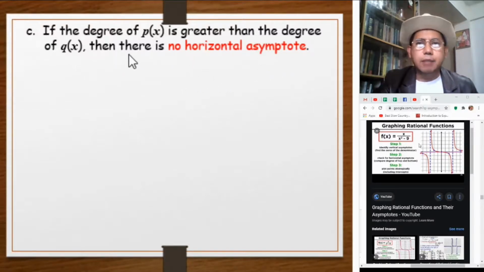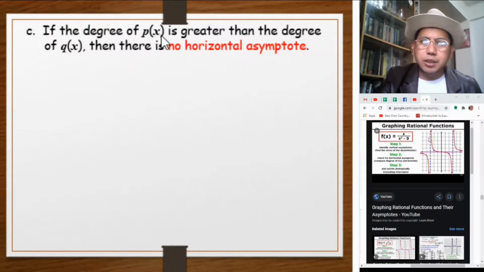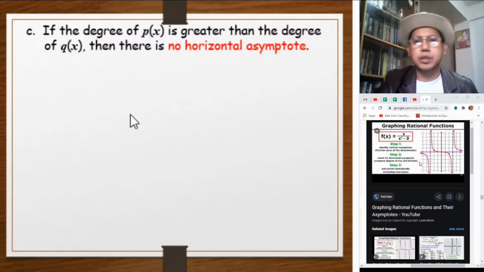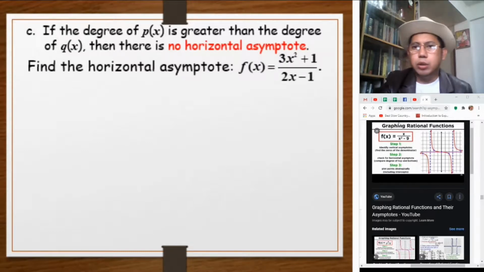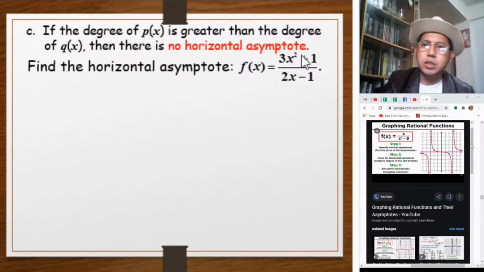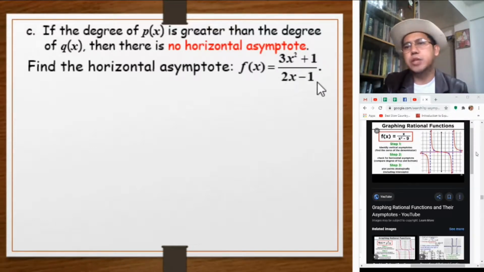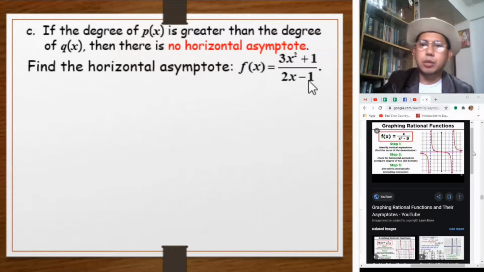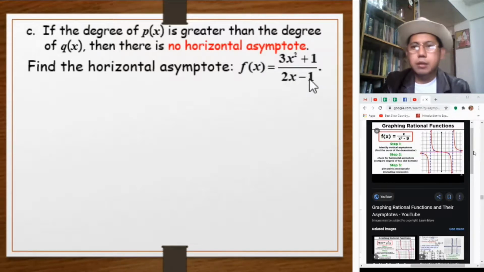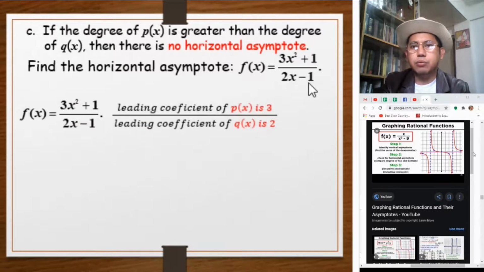You cannot have a horizontal asymptote of the rational function if the degree of p of x is greater than the degree of q of x. So consider this one. Our rational function is f of x equals (3x^2 + 1) over (2x - 1). Let's try to see the degree of the problem.